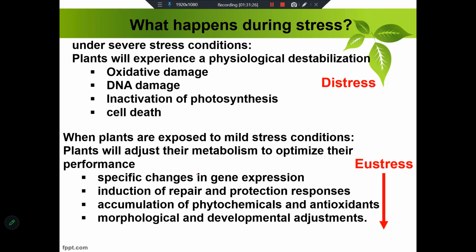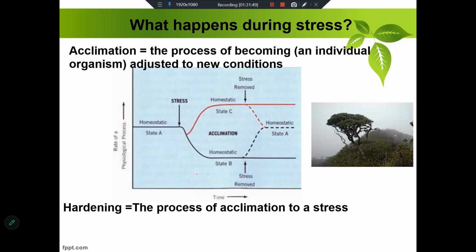The cell will go towards death because there's no time to get recovered. But if it is a eustress condition, then plants have some time to adjust to the new environment or new conditions, and they can tolerate by having these different types of responses. Okay, so they are called eustress conditions.